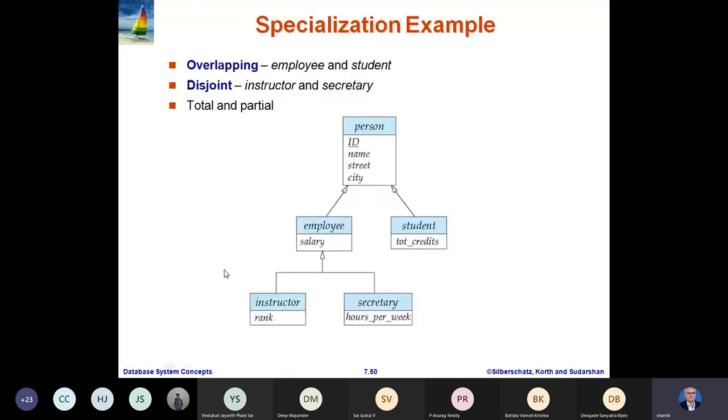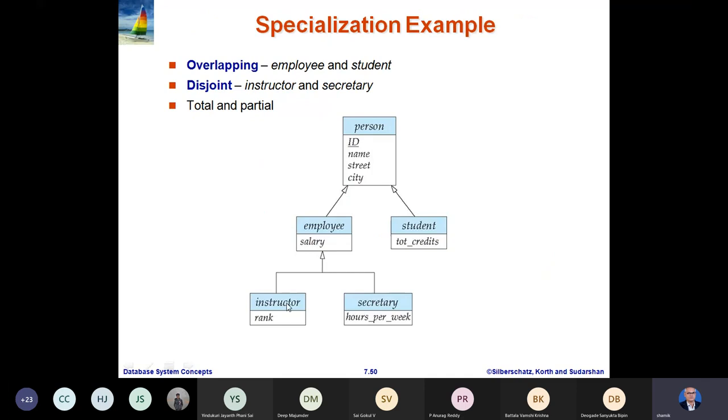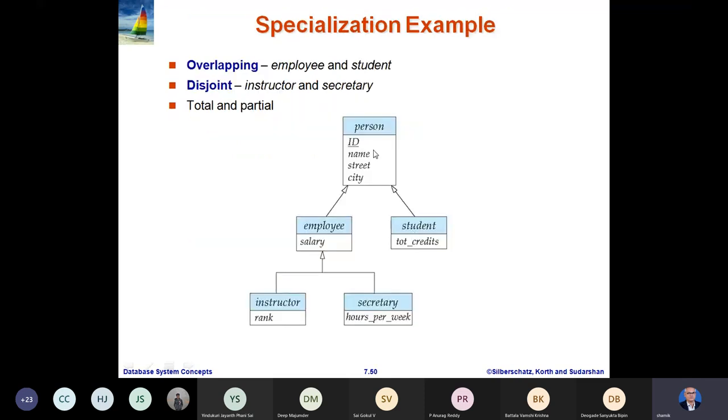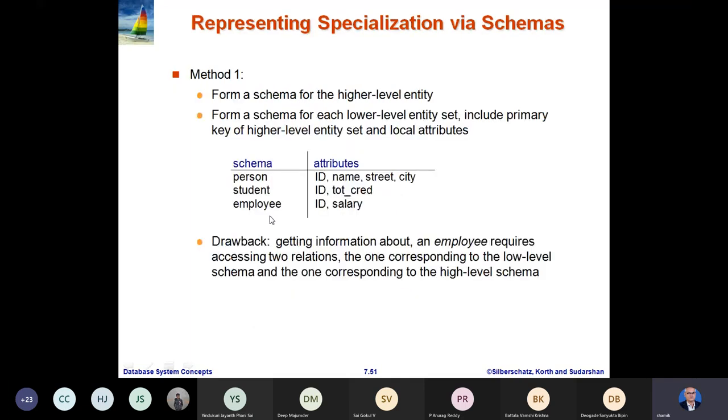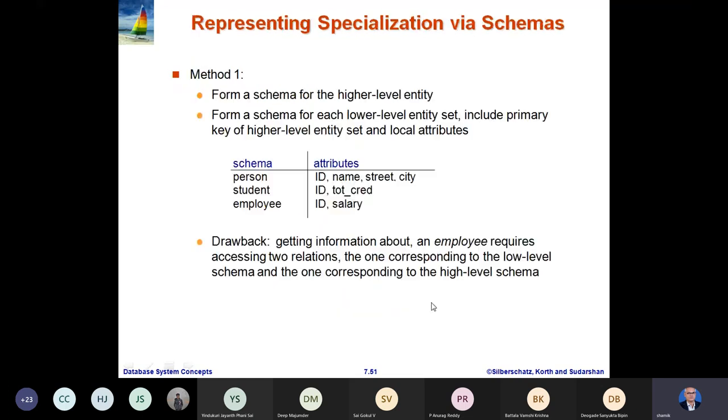And then again, for the instructors, we can possibly think of another one called instructor table, which will have ID and rank, and another table called secretary, which will have ID and hours per week. So it is showing only for the first level, the highest level, and the next level. Exactly something similar we could also do for these other two entities. We could also have two more tables. So in total, for each of these five entities, we could have one table each.